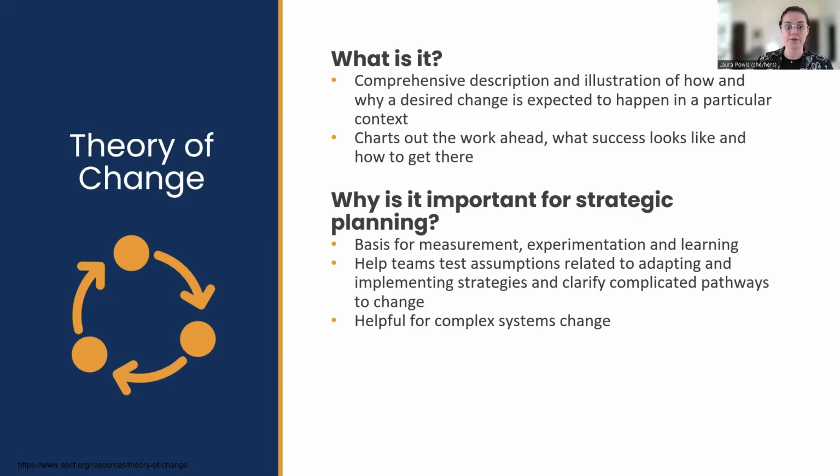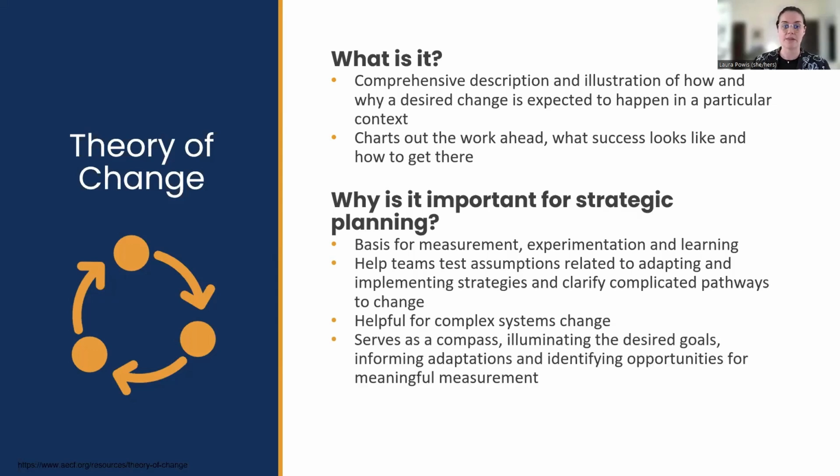A theory of change can also help teams test assumptions related to adapting and implementing strategies and clarify complicated pathways to change. So it's really helpful for complex systems change work, which is often what we're doing in the public health space. We'll talk a bit more in a moment about assumptions, but like I said, it really serves as a blueprint or a compass, illuminating the desired goals, informing adaptations, and identifying opportunities for meaningful measurement.